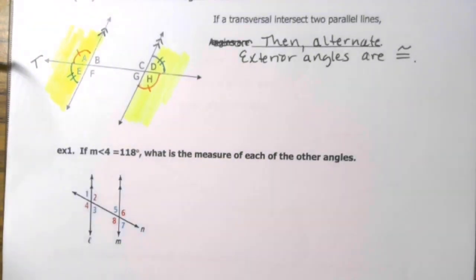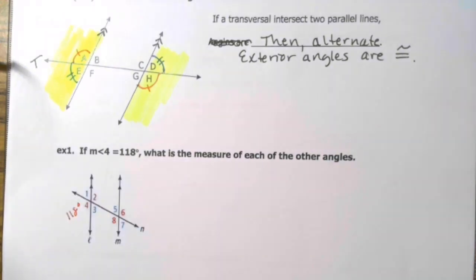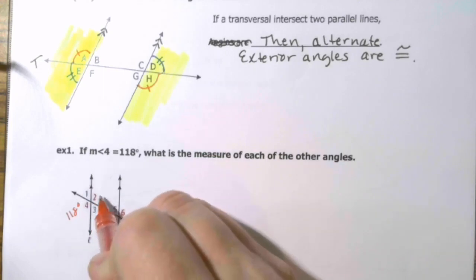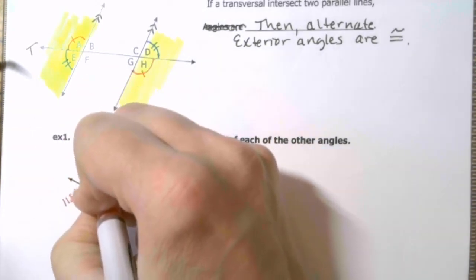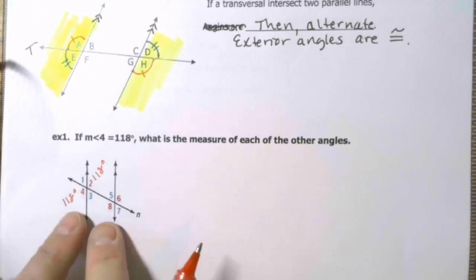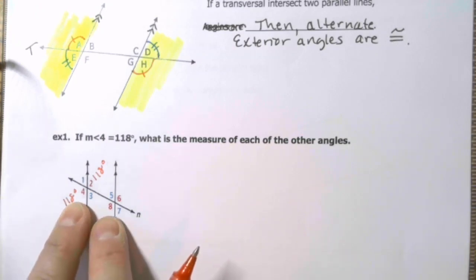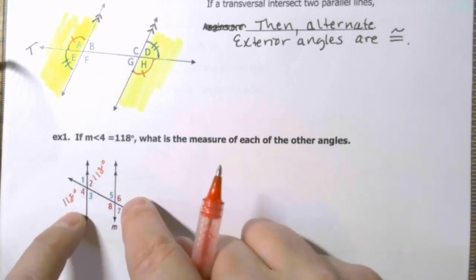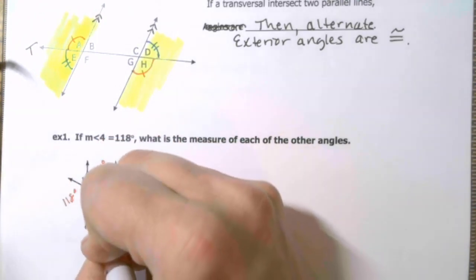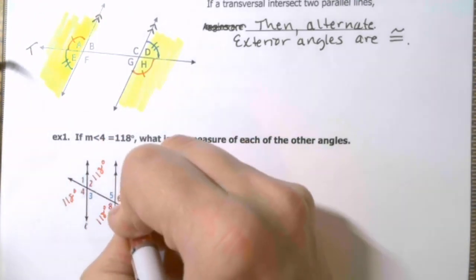Okay, let's do an exercise. If the measure of angle 4 is 118 degrees, let's label that. What is the measure of each of the other angles? Okay, so if you remember, angles that are across from each other are congruent. The big angles match. So if 4 is 118, 2 is 118. Now, corresponding angles are congruent. So 4 and 8, they're both in the bottom left. So they are congruent to each other, which means 8 is 118 and 6 is 118.